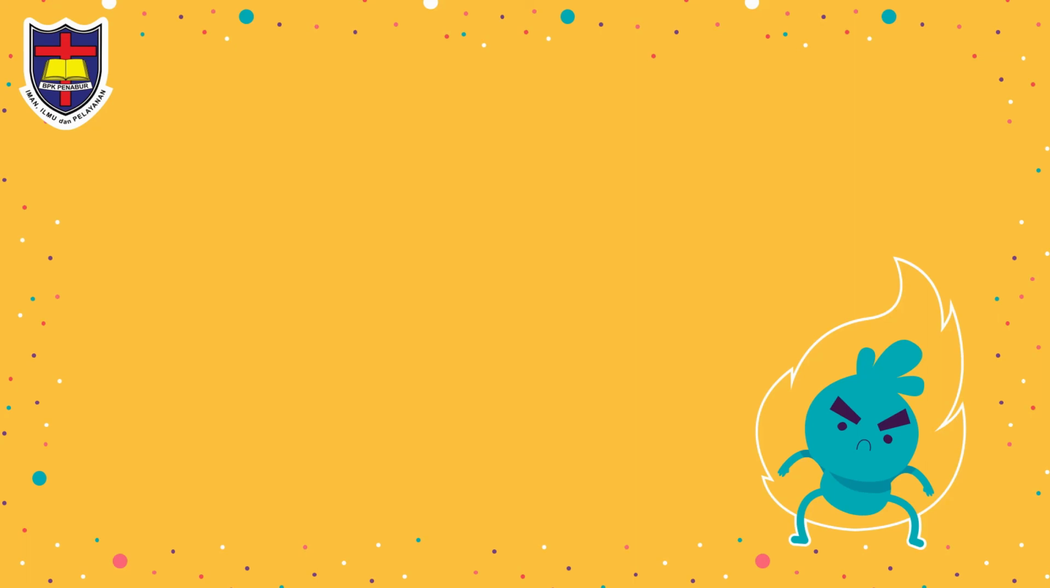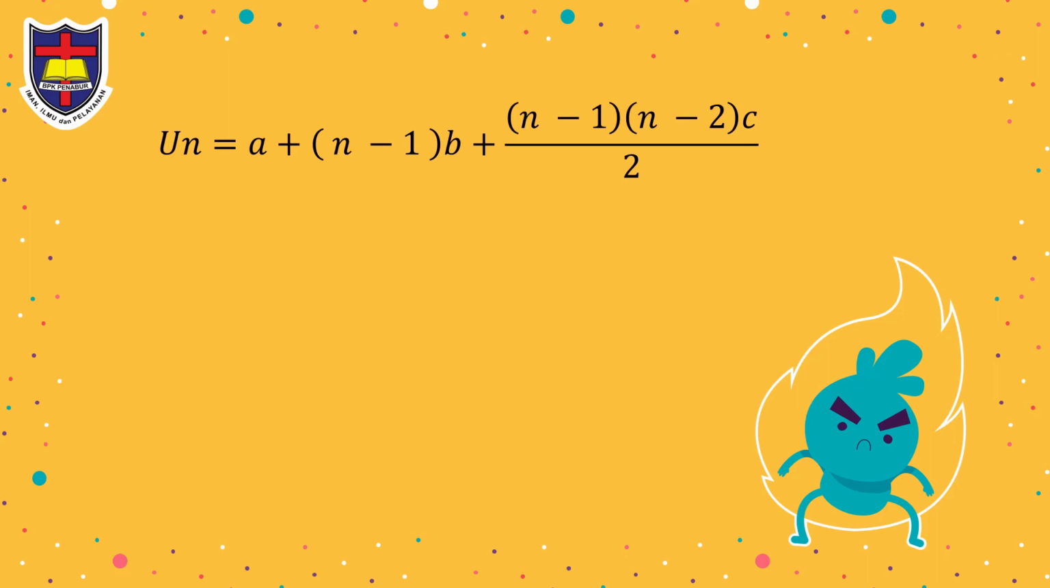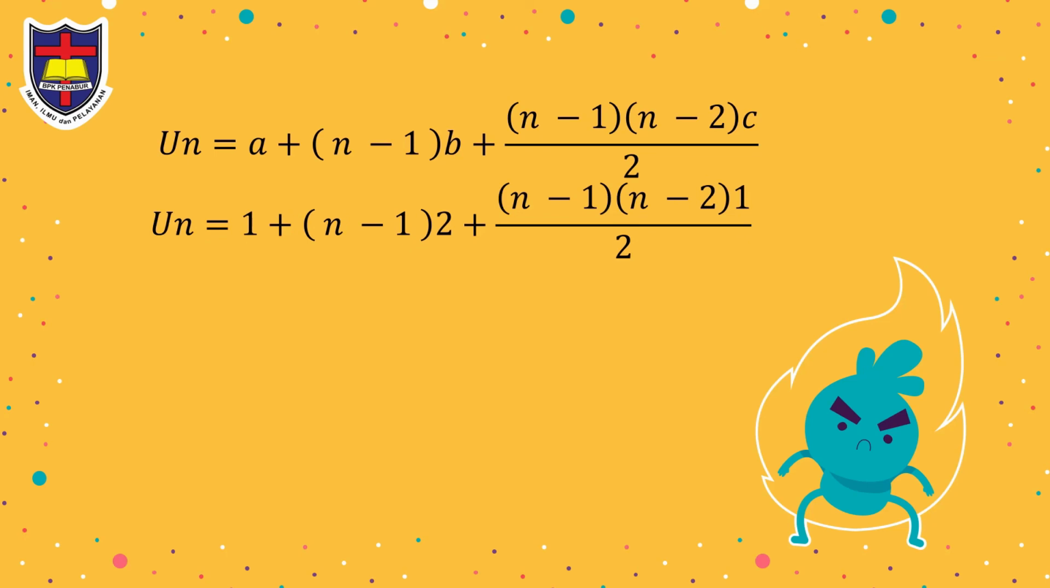Okay, so I will explain the answer in Indonesian. Okay, so listen carefully. Jadi kita pakai rumus ini. Un sama dengan a tambah (n min 1) kali b tambah (n min 1) kali (n min 2) kali c per 2. Nah ini kalian masukin aja. a-nya 1 tadi, b-nya 2, c-nya 1. Jadi 1 tambah (n min 1) kali 2 tambah (n min 1) kali (n min 2) kali 1 per 2.